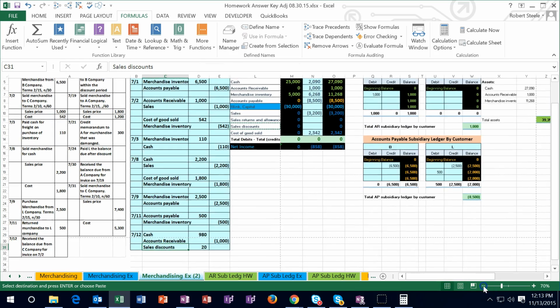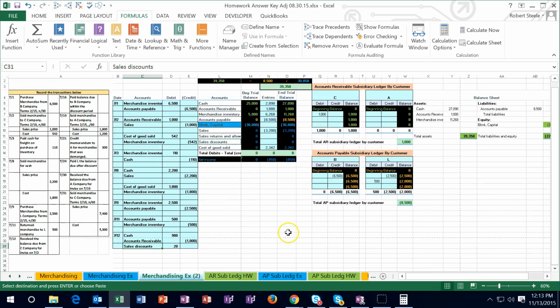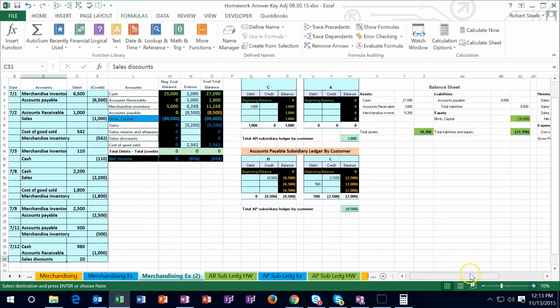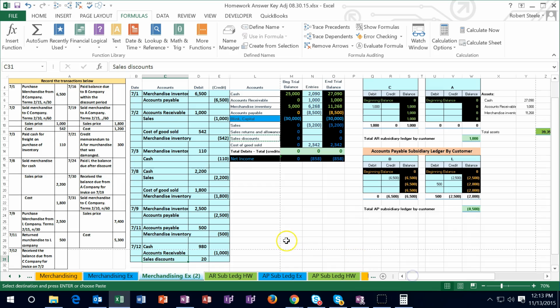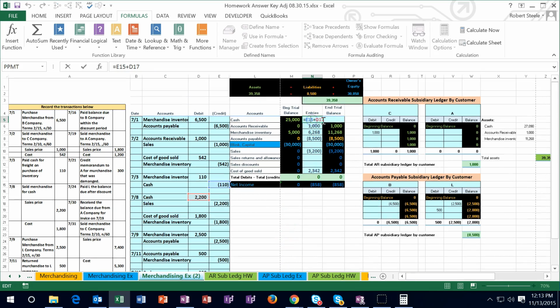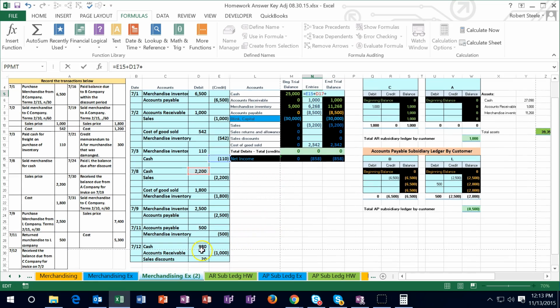I'm going to make it a little bit smaller again so we can see it all on one. Hopefully that's not too small. Might be too small. Make it a little bit larger. Okay, I'm going to go up to cash. I'm going to double click on it and plus. And I'm going to scroll down a little bit and go to this 980 and enter.